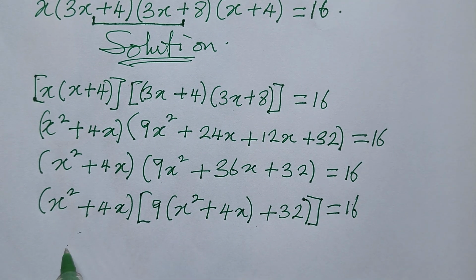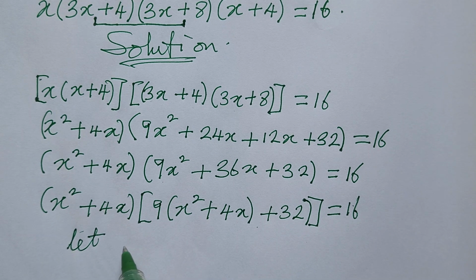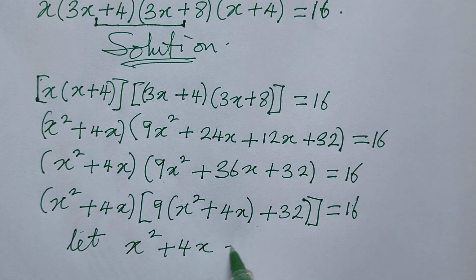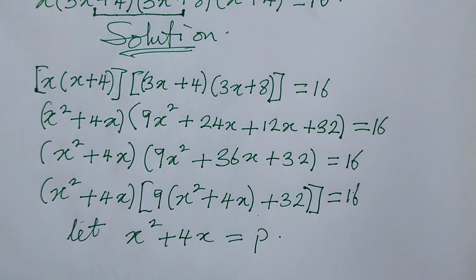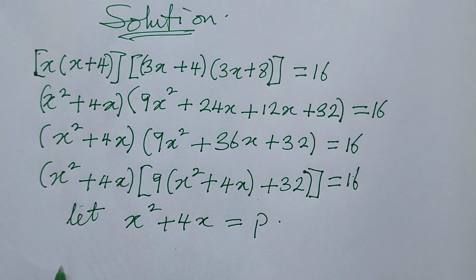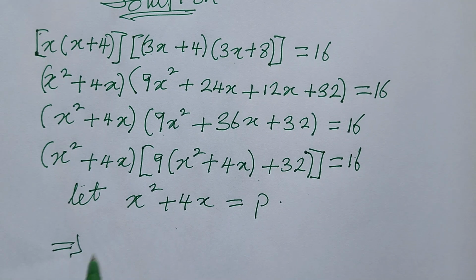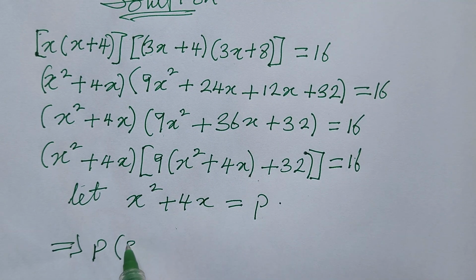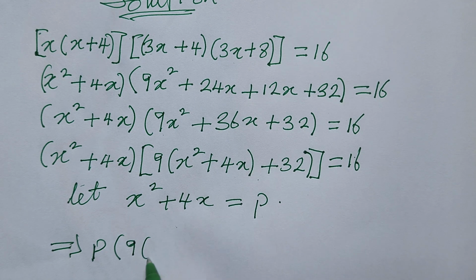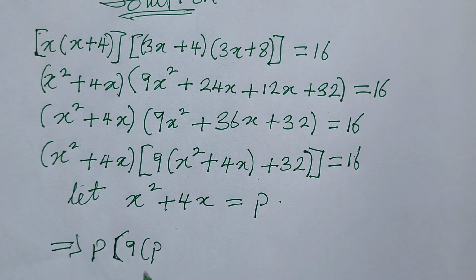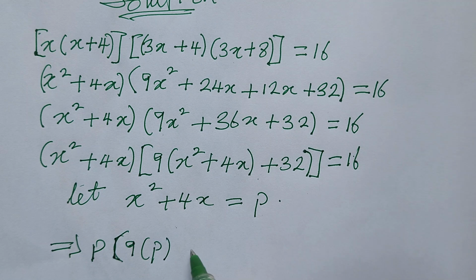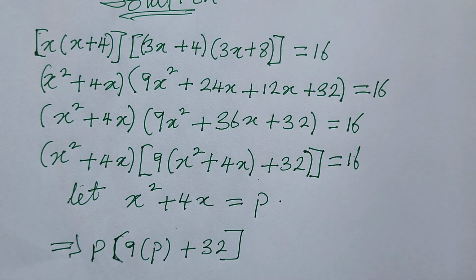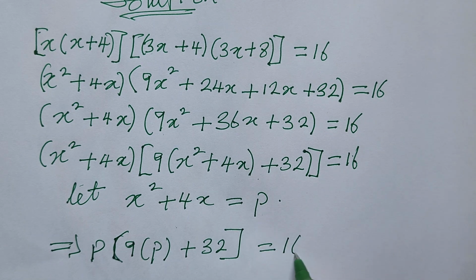So from here, I will say let x² + 4x be equal to p. Wherever we see this, let's put in p there. So this now implies that we have p[9p + 32] equal to 16.